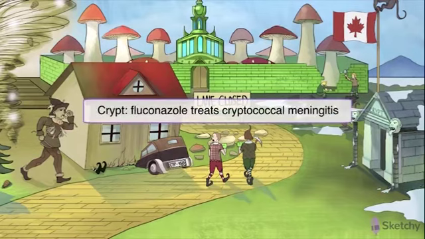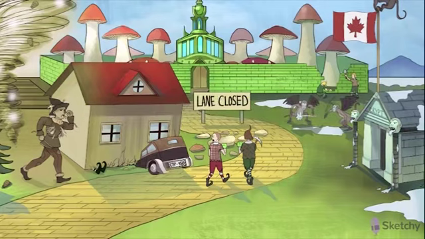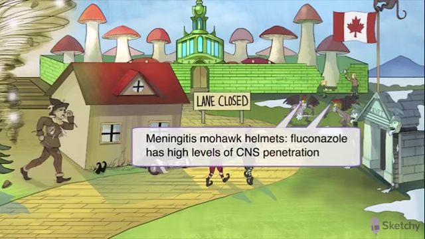My guess is for the Wicked Witch of the East, to remind you that fluconazole is the agent of choice for treatment and prophylaxis of cryptococcal meningitis. In fact, fluconazole is used for lifelong maintenance therapy, and that's why it's represented by these statues, permanent fixtures guarding this crypt. I really want to emphasize its high levels of CNS penetration, so the flying monkeys will be wearing the recurring red meningitis mohawk helmets.